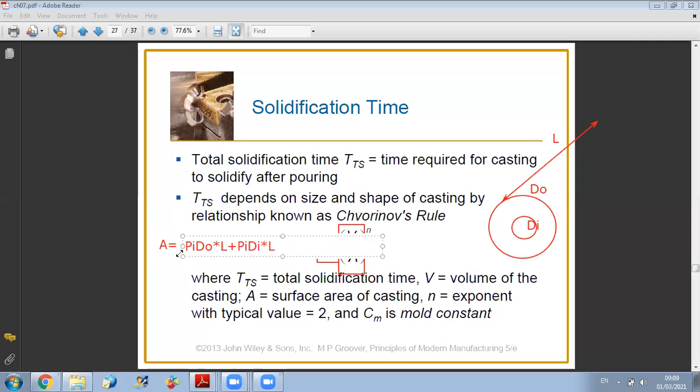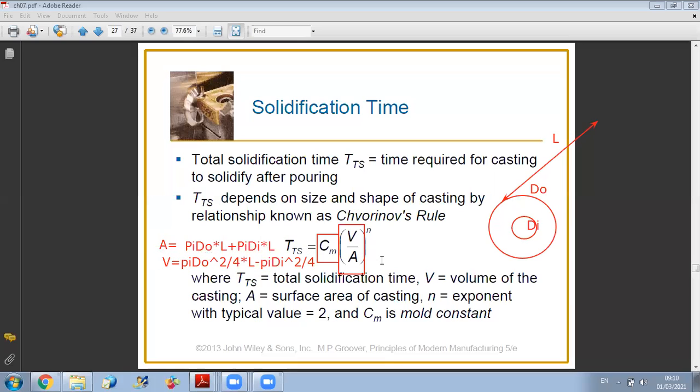Now, concerning the volume of the cast, because you have a hole, you should do pi d outer squared over 4 times L, minus pi d inner squared over 4 times L. So this is how you get the volume.